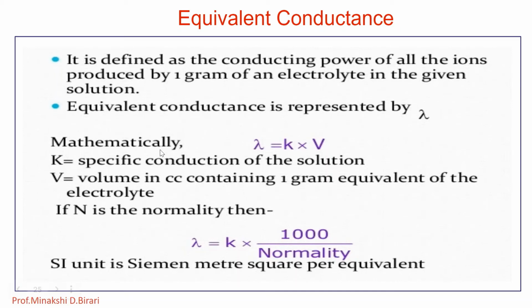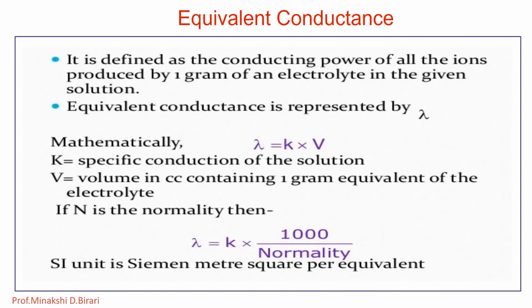Mathematically, lambda is equal to K into V, where K is equal to specific conductance of the solution, V, that is volume in cubic centimeter containing 1 gram equivalent of the electrolyte. If we take N, that is the normality, then equivalent conductance lambda is equal to K into 1000 divided by normality.